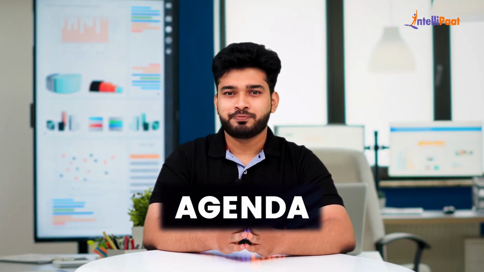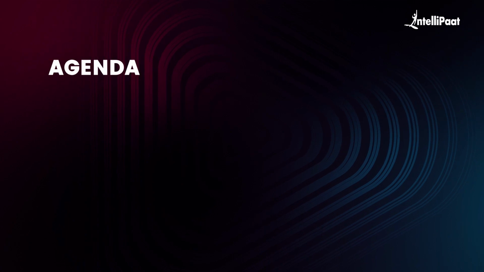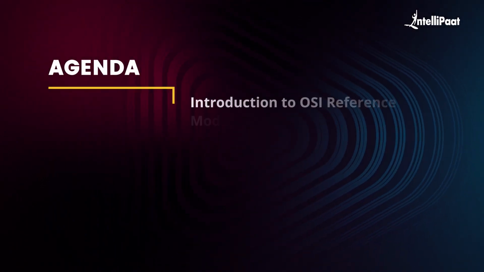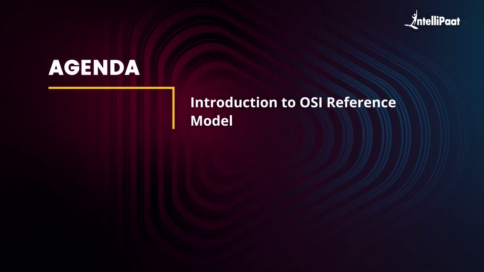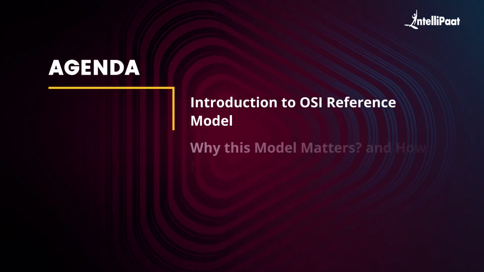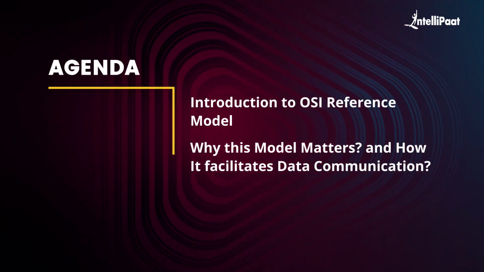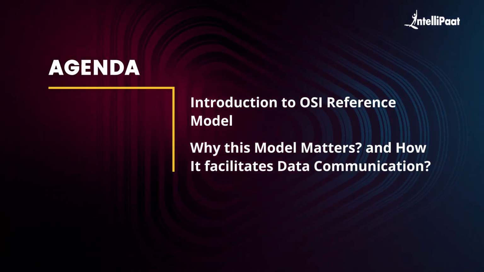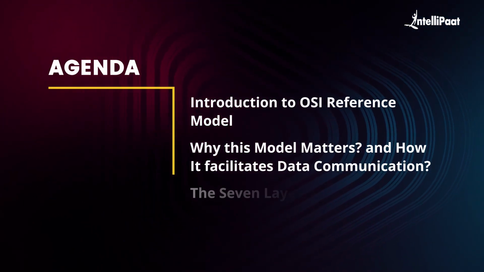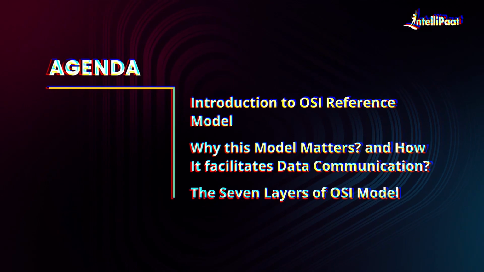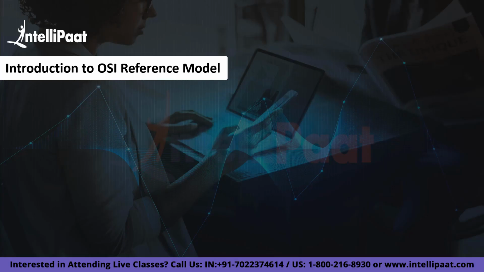First of all, we shall discover the agenda for this session. We will begin this session on a very friendly note by getting introduced to the term OSI reference model. Then we shall talk about why this model matters and how it facilitates data communication. Finally, we shall cover the 7 layers of the OSI model. I hope all of you are clear with the agenda. So without wasting any time, let's get started with the first topic of our agenda, that is Introduction to the OSI reference model.